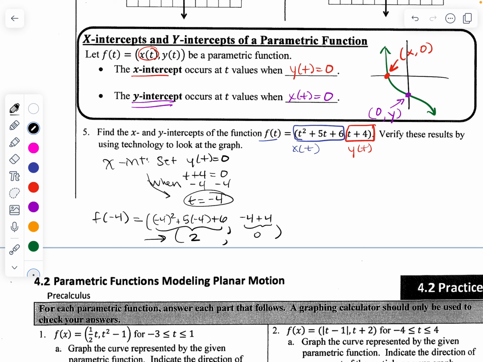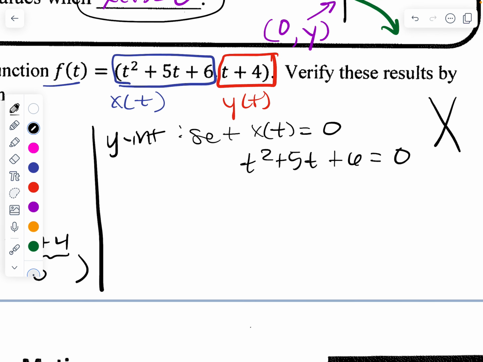Let's look for the y-intercept now. For the y-intercept, we're going to set x of t equal to 0, which means t squared plus 5t plus 6 equals 0. Let's solve that by factoring. What two numbers multiply to 6 and add to 5? They've got to be 2 and 3. Factoring, we get (t plus 2)(t plus 3). Solve this by the zero product property. We get t equals -2 and t equals -3.